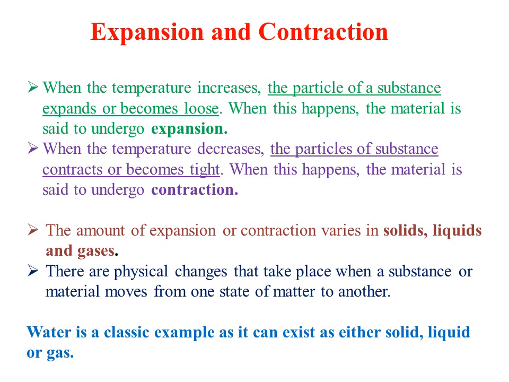Now, the amount of expansion or contraction varies in solids, liquids and gases, or the states of matter. There are physical changes that take place when a substance or material moves from one state to another, that means solid to liquid, liquid to gas, or solid to gas. We are going to see the classic example of water. It can exist as solid, liquid, or gas, and is converted from solid to liquid, liquid to gas, and solid to gas through different processes. So let's see.